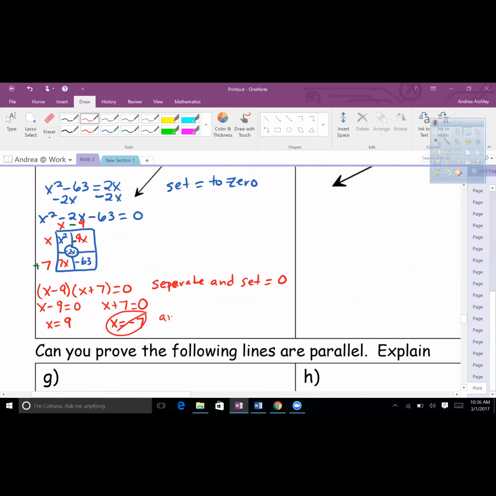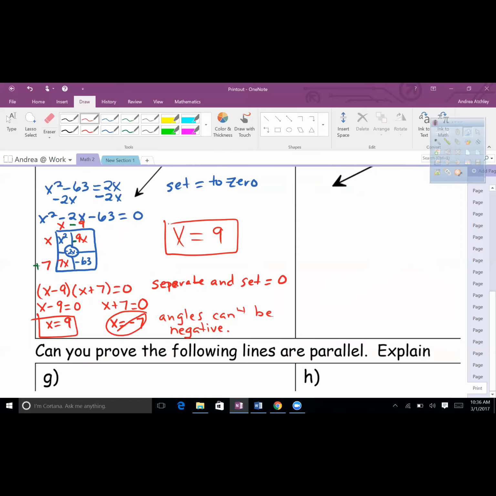It would be 9. Angles can't be negative. So this is my answer, x equals 9. Because if I plug 9 in to that, I get a positive number. Any questions over that? We're all good?